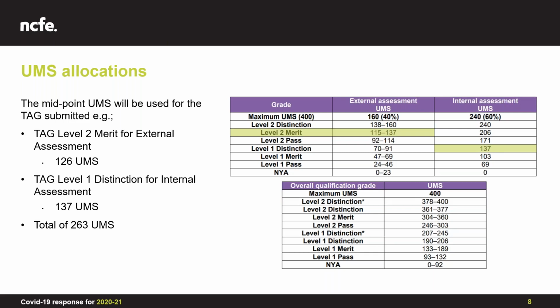This gives us a total of 263 UMS, which means their final grade would be a level 2 pass, since 263 falls within the level 2 pass range of 246 to 303.